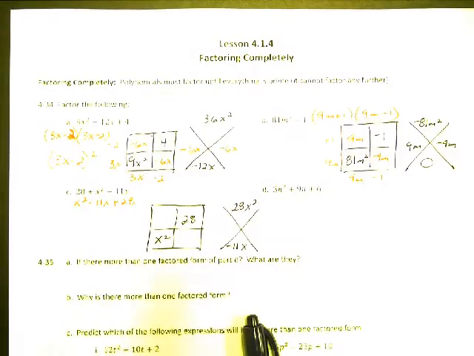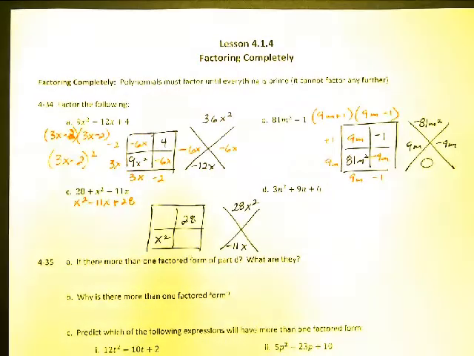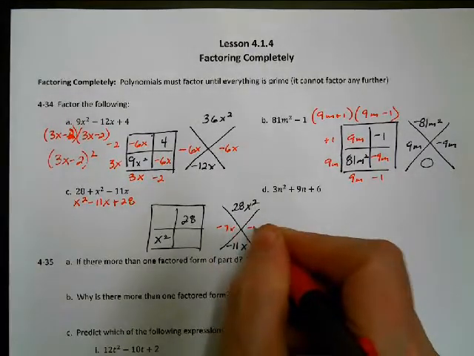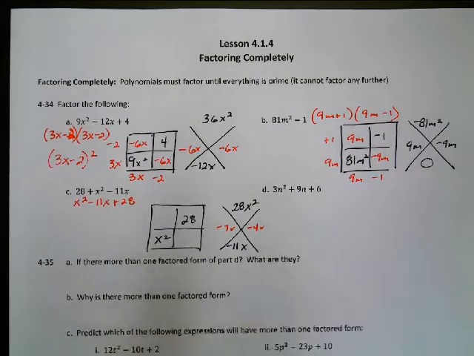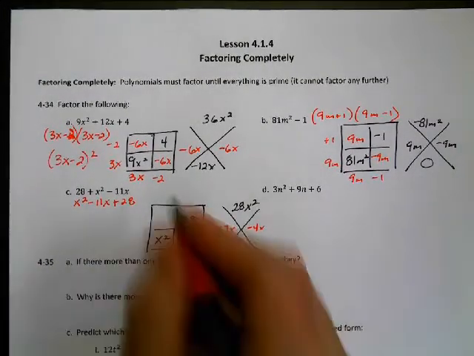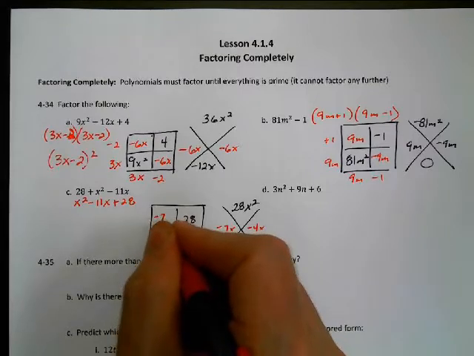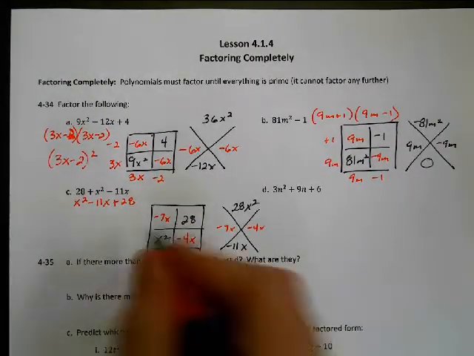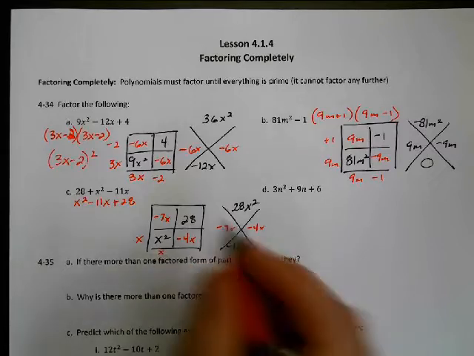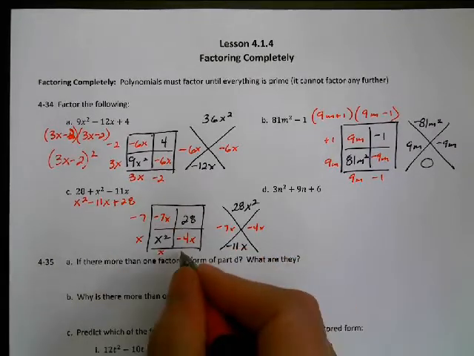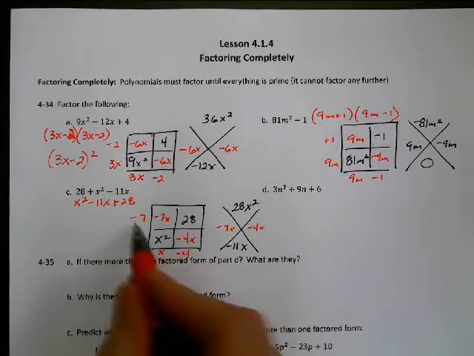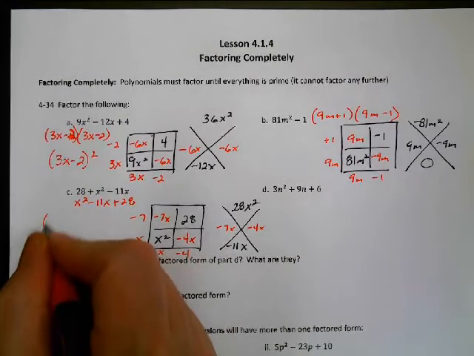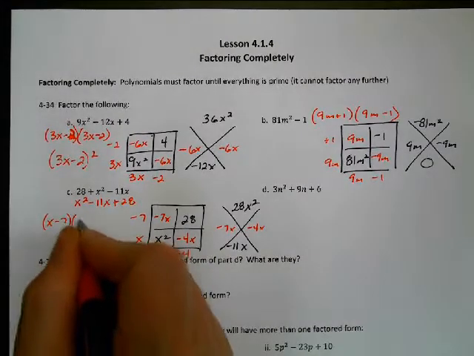All right, so I just thought of them. That would be negative 7x and negative 4x. They multiply to give me positive 28. They add to give me negative 11. So this would be negative 7x and negative 4x. Okay, finishing it off, this has to be x and x. This would be negative 7. This would be negative 4. And then negative 7 times negative 4 is positive 28. So we get x minus 7, x minus 4.